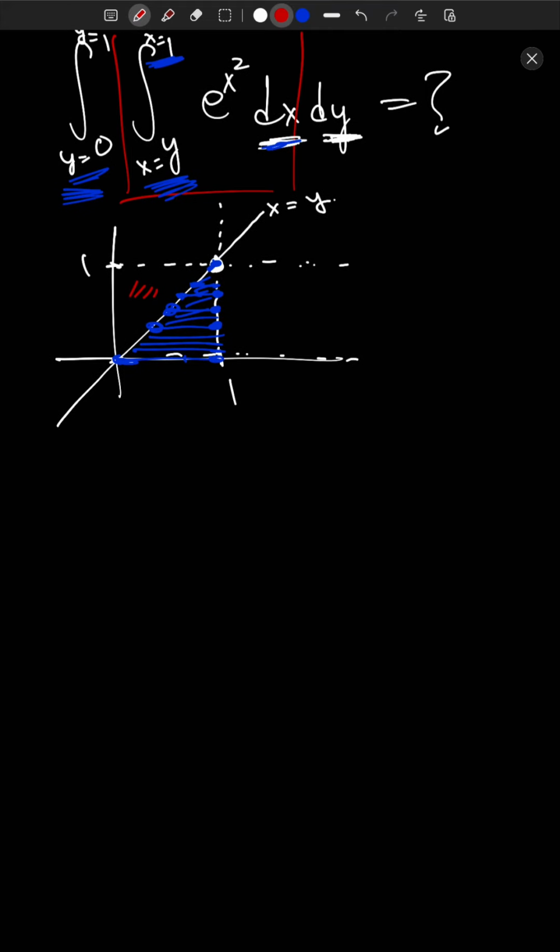In any case, once we have the region, now we can just go from the region to the dy dx integral. From here, it's essentially just a problem of the type that we have been doing.